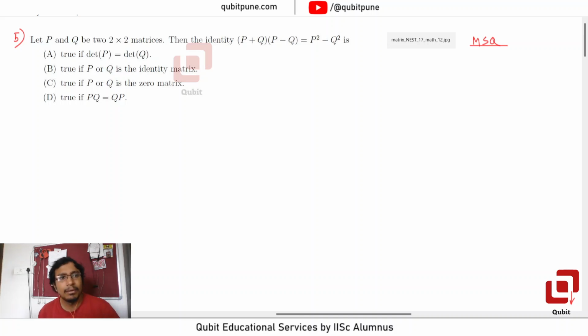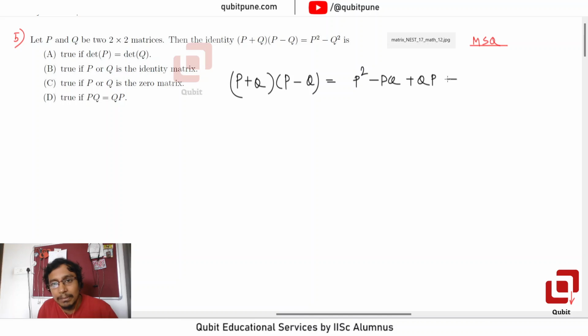Can you consider cases like specialized cases? Yes, in fact you have to do that for B, C and D. So we'll consider the general case and from there we'll check all these options. Yes, P plus Q into P minus Q is actually P squared minus PQ plus QP minus Q squared. Now look here, this part should be a null matrix, so D is correct.